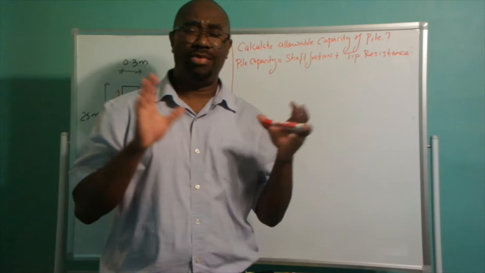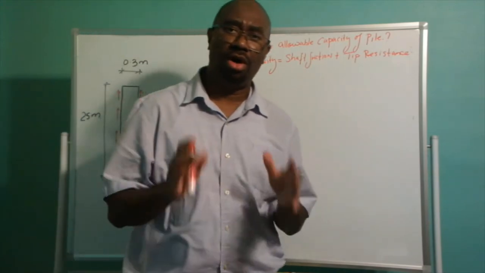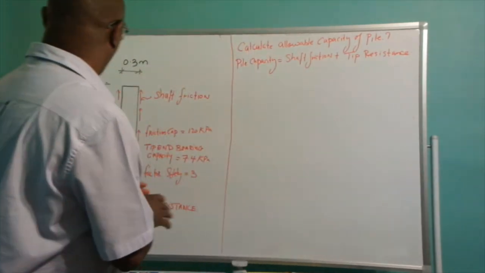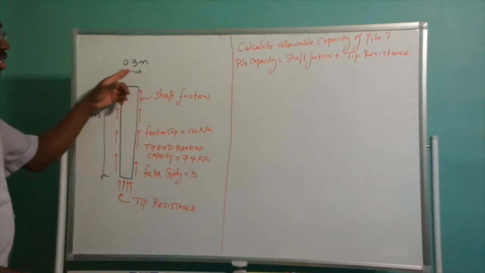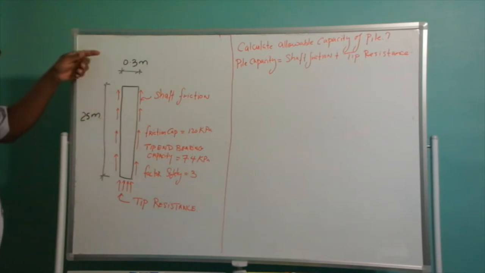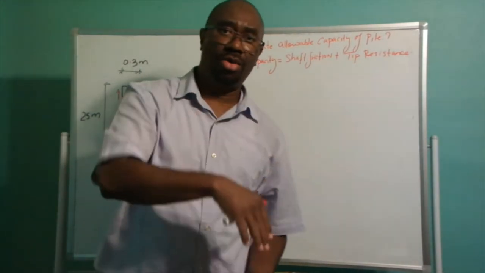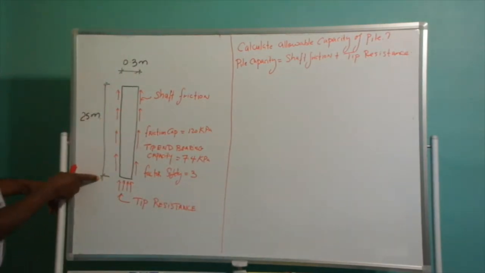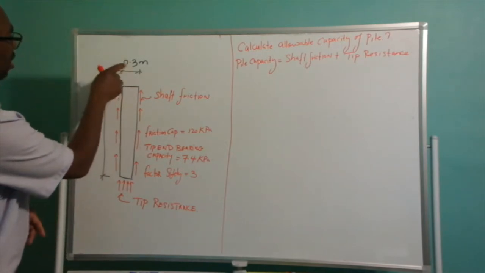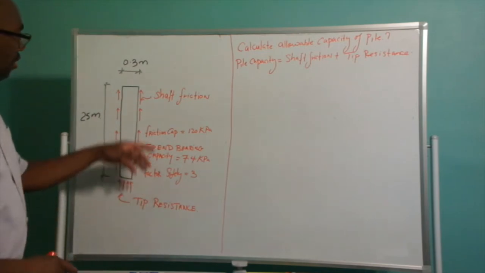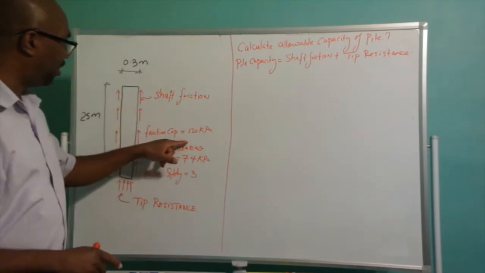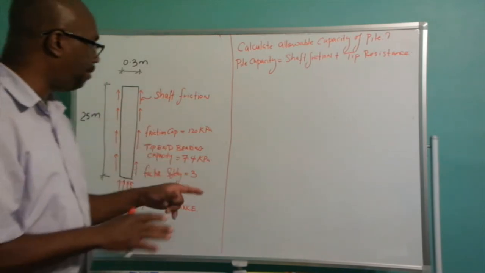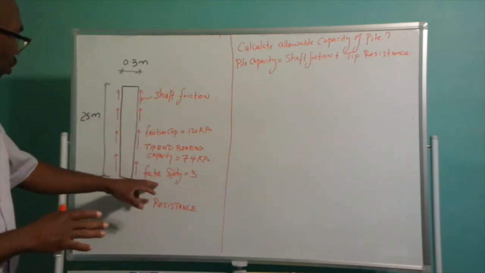In this segment of my presentation, I'm going to demonstrate to you how to calculate the allowable capacity of a pile that is 0.3 meters in diameter and goes down into the ground by 25 meters. So the depth is 25 meters and the diameter of the pile is 0.3 meters. Now, this pile has a friction capacity of 120 kilopascal. It has a tip end bearing capacity of 7.4 kilopascal, and we are going to use a factor of safety of 3.